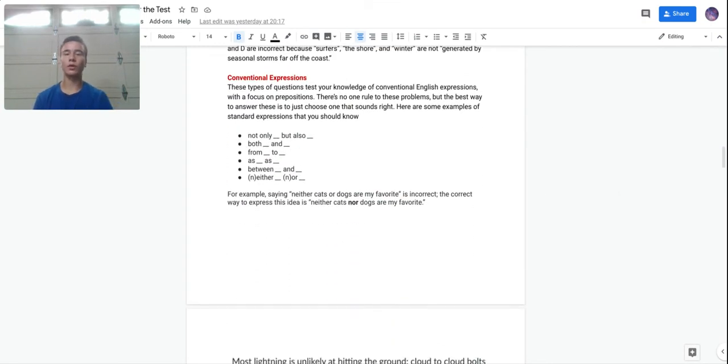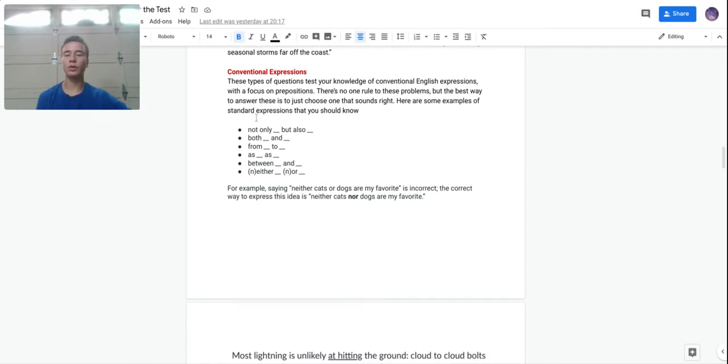One more type of question is conventional expressions. So these are just focusing on English phrases that you kind of hear or read. And yeah, the only way to actually answer these is to just choose the one that sounds right. So they'll focus on prepositions like to, for, from, stuff like that. So don't worry about all that.